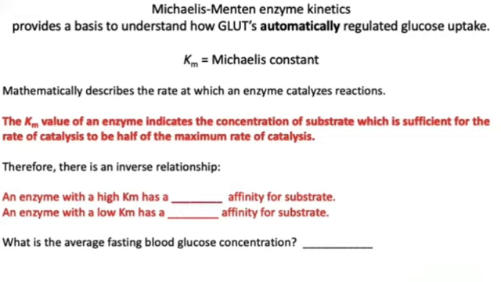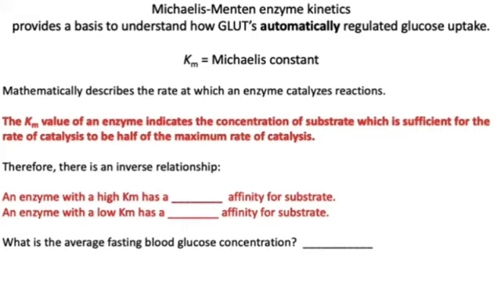The way to think about this is if you have a high Km value, that means it takes a high concentration of substrate for it to bind to the enzyme. A low Km value means that at a very low concentration of substrate, you're half bound. So in other words, an enzyme which can bind to something at extremely low concentration would have a low Km value. What is the average concentration of glucose in the blood?